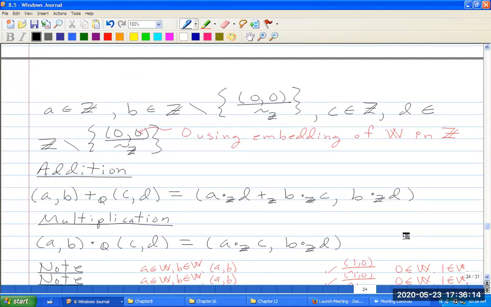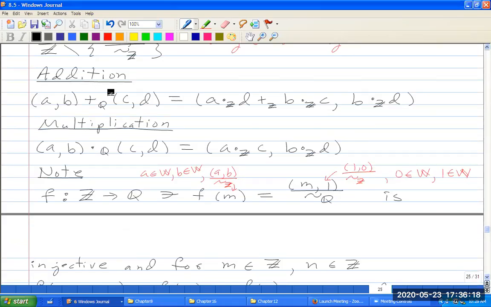Okay, so how do we define addition? So A comma B plus C comma D is AD plus BC comma BD. So how do I define the addition? A over B plus C over D, get a common denominator. So multiply by D, multiply by B. And so you get AD plus BC over BD. And so A over B plus C over D is equal to A times D plus B times C over B times D. It's how you always would add fractions.